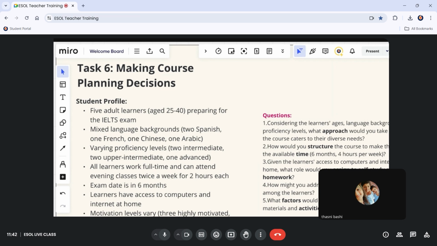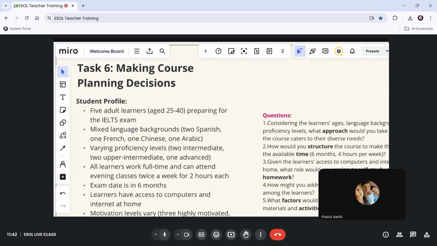Proficiency level is what I would consider again, ensuring the materials are appropriate for the varying proficiency levels. So using graded readers for lower levels and more complex text for higher levels. Then integrating the skills. So selecting the materials that allow for the integration of multiple skills. For example, an article can be used for reading practice, followed by discussion for speaking practice and summary for writing practice. IELTS specific content, using materials that are specifically designed for IELTS preparation.